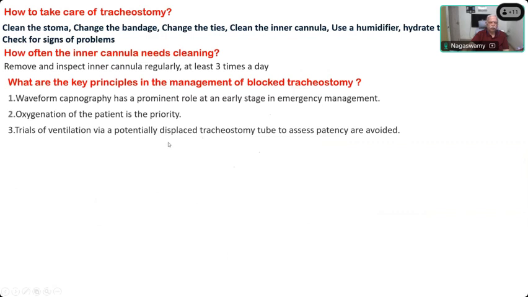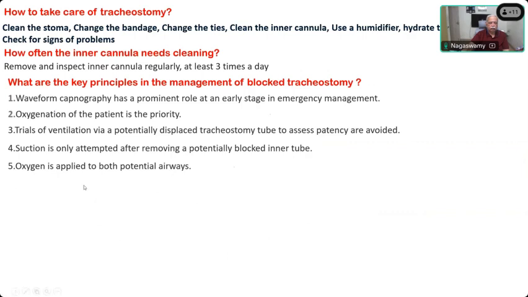Don't try to ventilate the patient if there is a big clot or incrustation blocking the tube. Suction is only attempted after removing the potentially blocked inner tube. Then only you can apply the suction, not try to push the blockage into the lower part of the lung. So suction should be avoided before removing the inner tube.